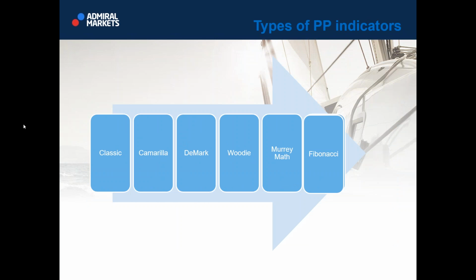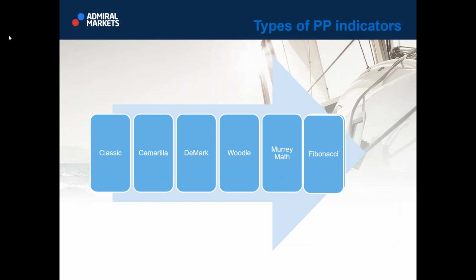There are various types of indicators. Usually those are classic, Camarilla, DeMark, pivot points, Woody, Murray Math, Fibonacci. So there are a lot of different calculations where we can actually see different types of pivot points.